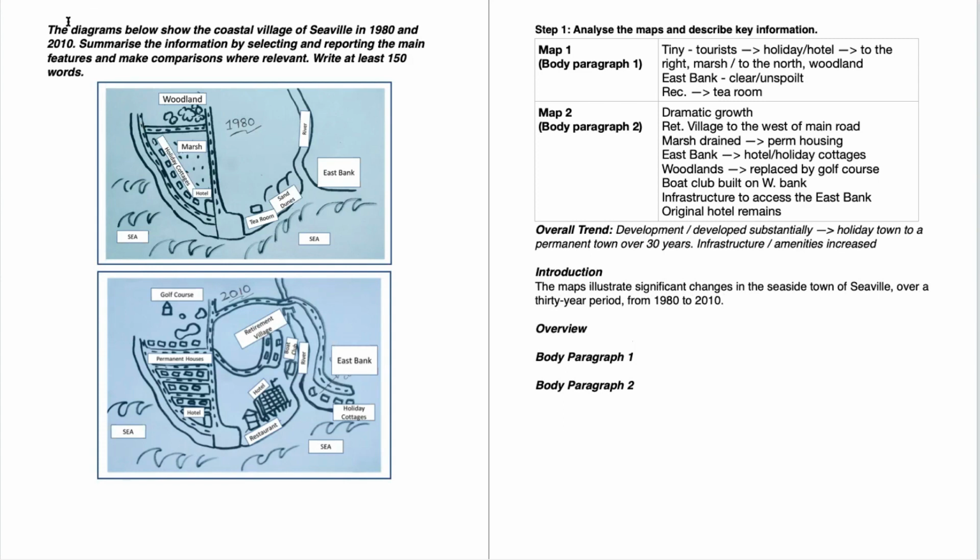So instead of saying the diagrams below, I have said the maps illustrate, instead of show, I said illustrate, significant changes, because we do see quite a bit of changes in the seaside town. Now, seaside town is a synonym of coastal village. I have still included its name, Seaville, over a 30-year period, and make sure that you notice 30-year is an adjective. It describes the type of period. So I've got this hyphen, and then I've said from 1980 to 2010.